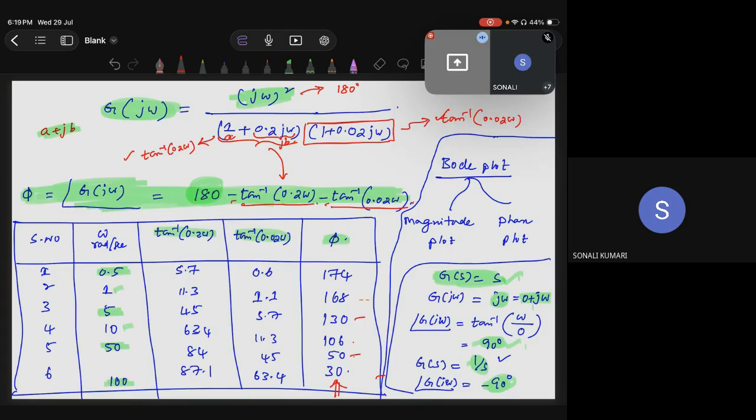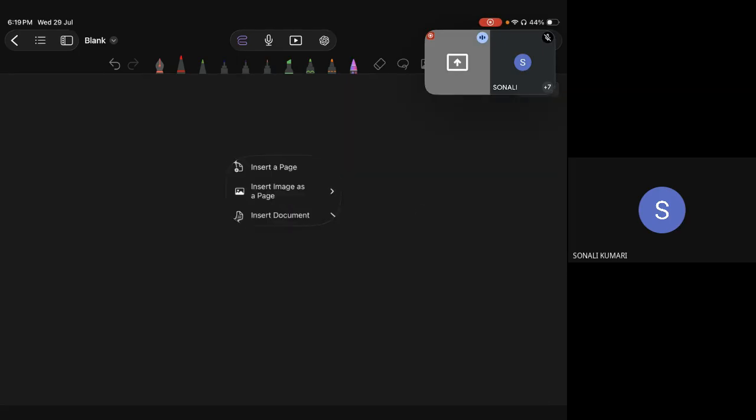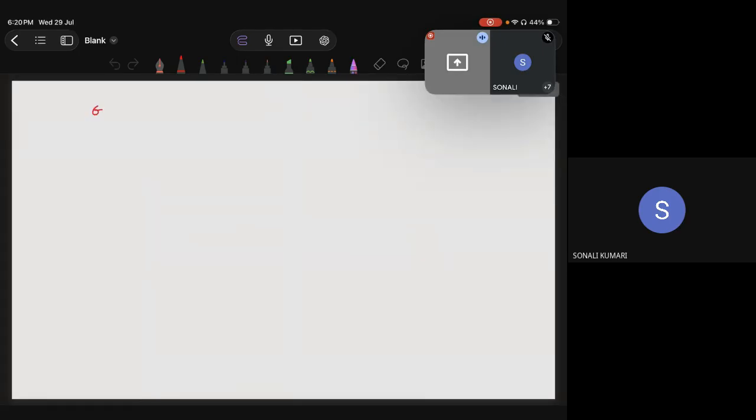Okay. So if you want, you can solve this simple thing; you'll get to understand. Take this G of s, that is, G(s) = (s + 1)/(s + 2). So let's say we do G of j omega: (j omega + 1)/(j omega + 2).